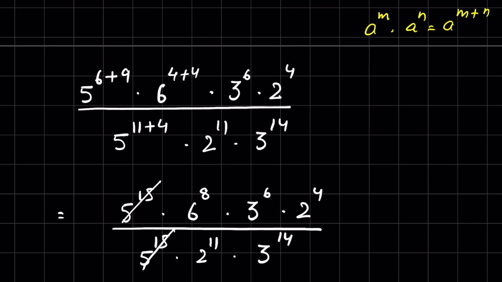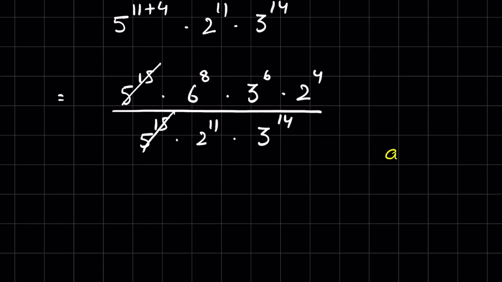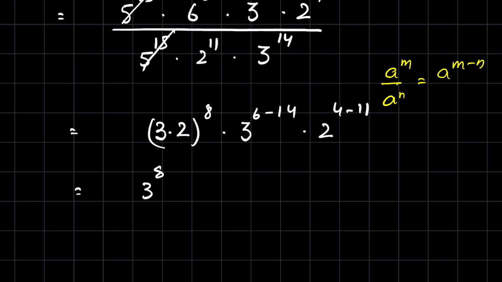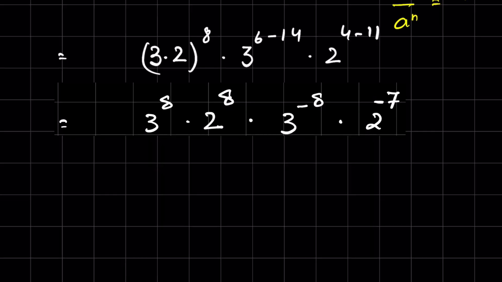And these two like factors we can cancel. Also, if a to the power m upon a to the power n, this is equal to a to the power m minus n. Therefore, 6 to the power 8, we can write as 3 times 2 whole to the power 8, times 3 to the power 6 minus 14, times 2 to the power 4 minus 11, or 3 to the power 8 times 2 to the power 8 times 3 to the power minus 8 times 2 to the power minus 7, or 3 to the power 8 plus minus 8 times 2 to the power 8 minus 7.